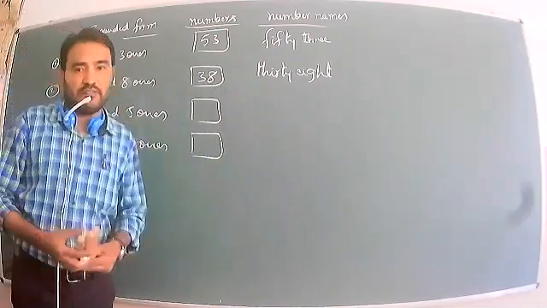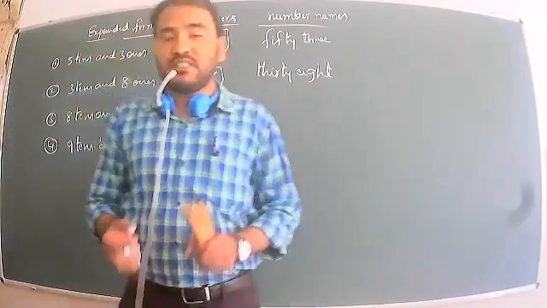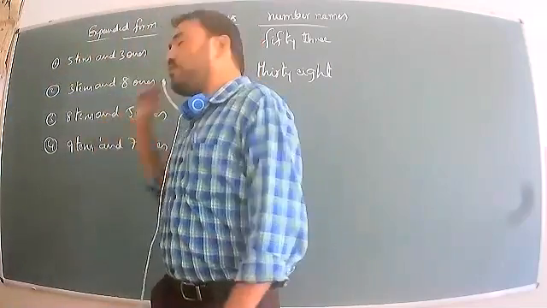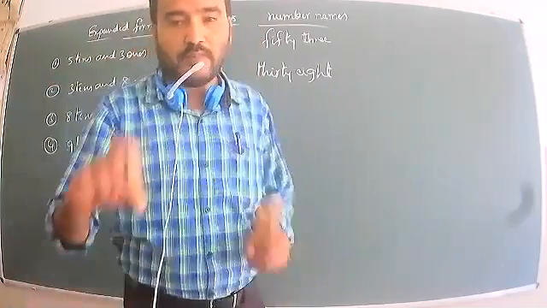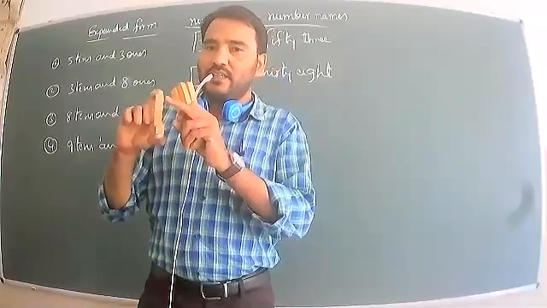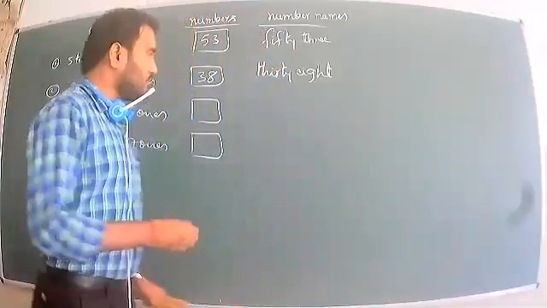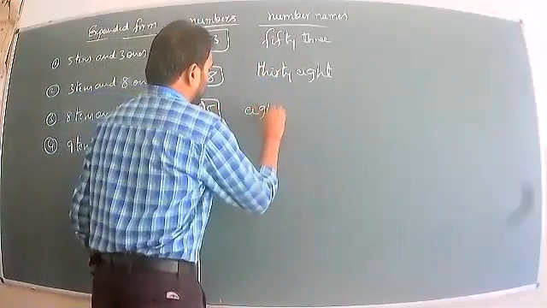Now another one, the third example: 8 tens and 5 ones. 8 tens means 80. Then 5 ones: 80 plus 5 is 81, 82, 83, 84, and 85.